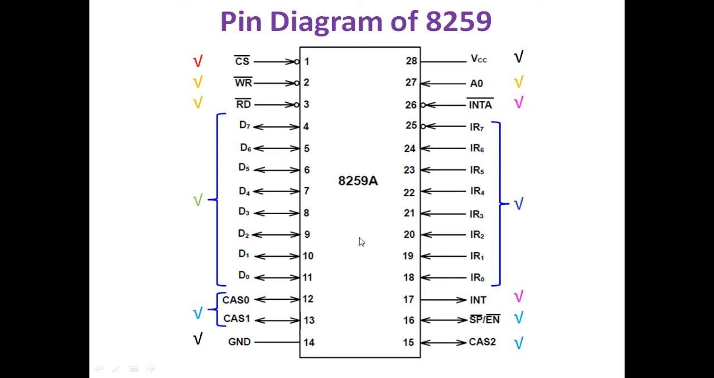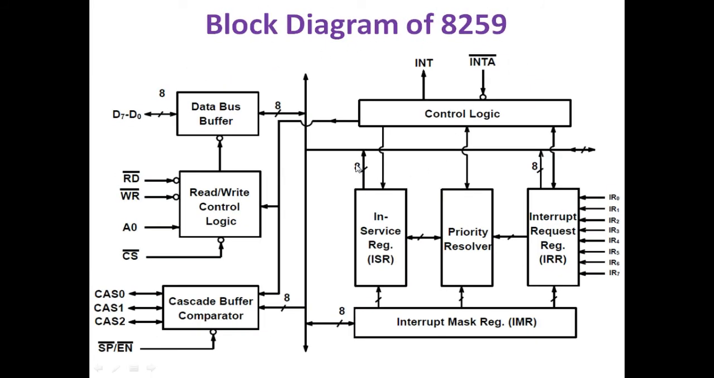Now let us move towards the block diagram of 8259. So this is the block diagram of the 8259 IC. Now we will see each and every block of the 8259 IC. Already we have seen all the pins of 8259. We will simply see the internal blocks and their functions.